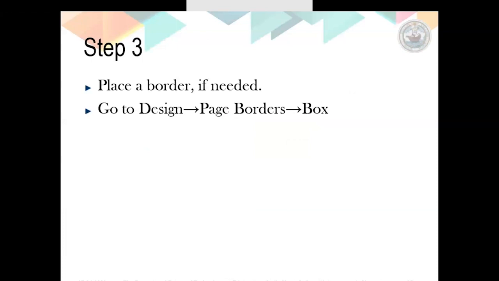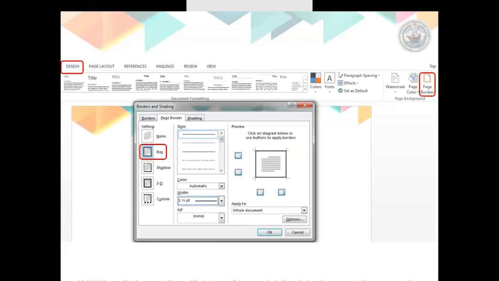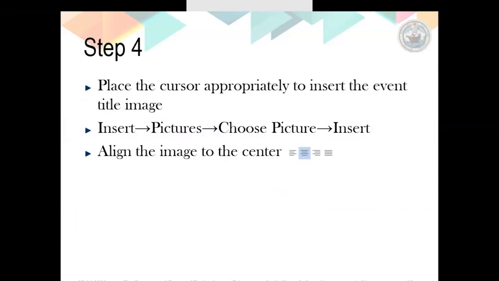After that, you can place a border if you want. For that, you go to Design and choose Page Borders. There you go for the Box option. You can find this particular dialog box coming up. Choose the Box option and then give OK.